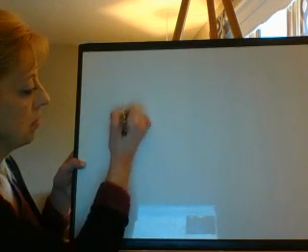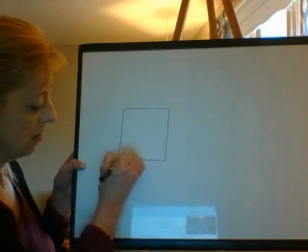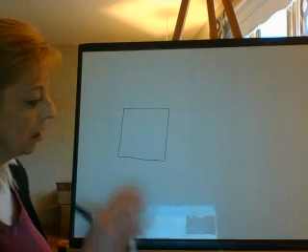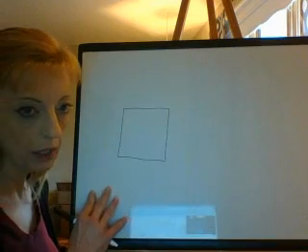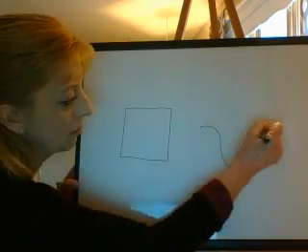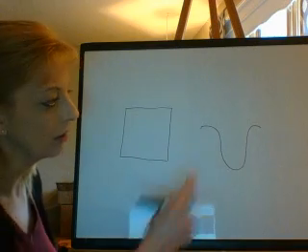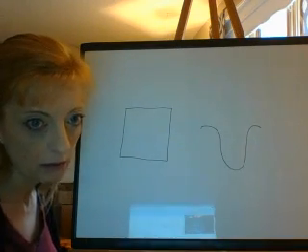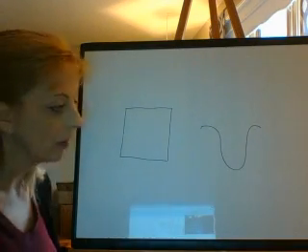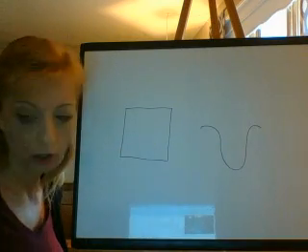This shape is a closed figure. There's no opening around the shape. This is not a closed figure. There is an opening on it. Okay? So when we're talking about perimeter, we're only talking about closed shapes.